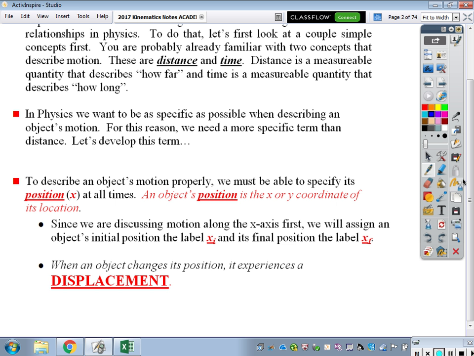Okay? So an object's position is simply going to be the x or y coordinate where it falls along that coordinate grid. And again, we're in one-dimensional motion right now. So we're going to stick to that x-axis. We need two specific points that we need to be able to label. An object's initial position, which we will simply label as xi, with the i written as a subscript, and xf, for the final position of that object, with the f written as a subscript.